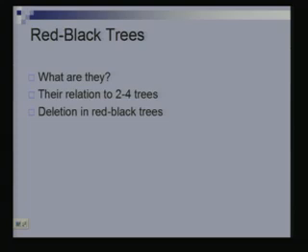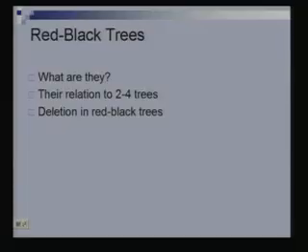So, in today's class we are going to be talking about red black trees. We are going to spend some time discussing what red black trees are, and what their relation to 2,4 trees is, which we will discuss next. Then we will see the process of deletion in red black trees. It's going to be a slightly more involved process, so we will be spending a fair bit of the class on deletion. In the next class we are going to handle insertion in red black trees.